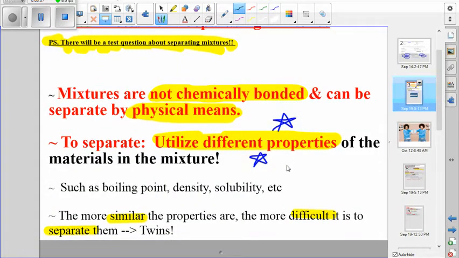Okay? So you need to find out what is different about things in a mixture, and you're going to use that to your advantage to separate things. I separated Jerry and Larry because they had different names. I wasn't able to separate them based on the things that were similar, like their curly hair and their beards and their blue shirts, but what was different.